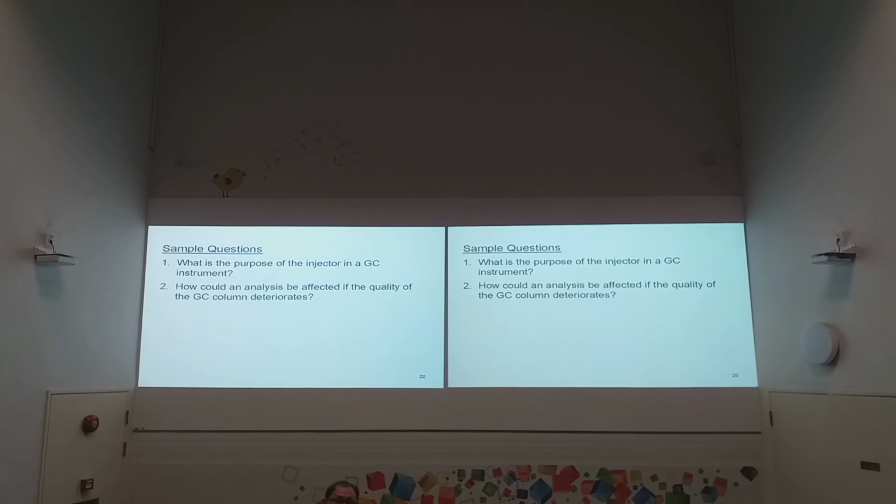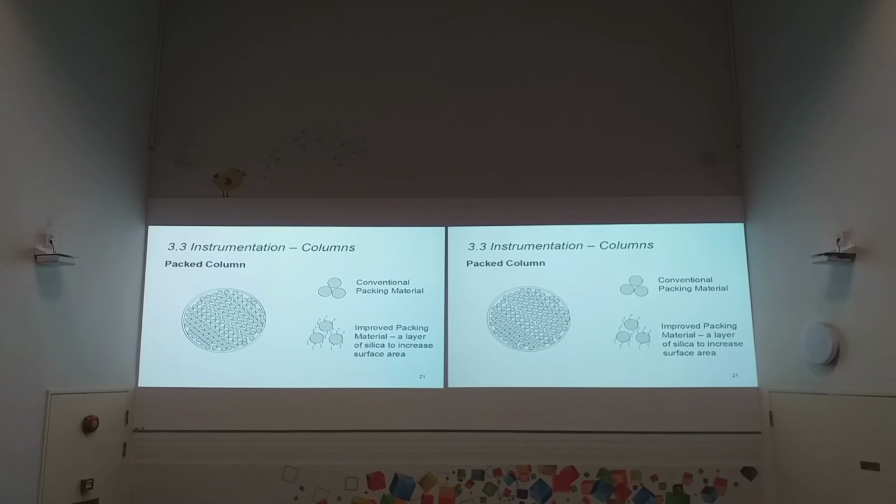Then an even more serious problem is the column is damaged, resulting in a very, very bad separation. This may happen. So in that case, the column is no use already, right? All right, so we move on.